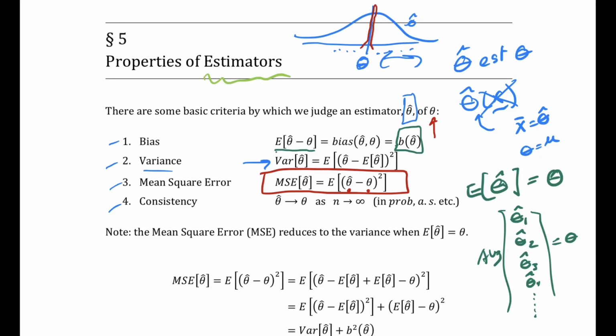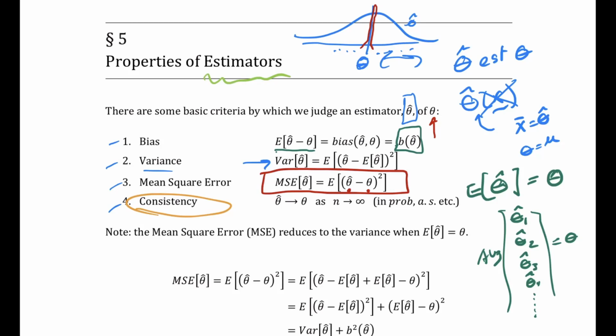The last one that's important is this quantity called consistency. Now, I think consistency is one of the most important quantities that you can evaluate, but it's a complex one, but an important one.